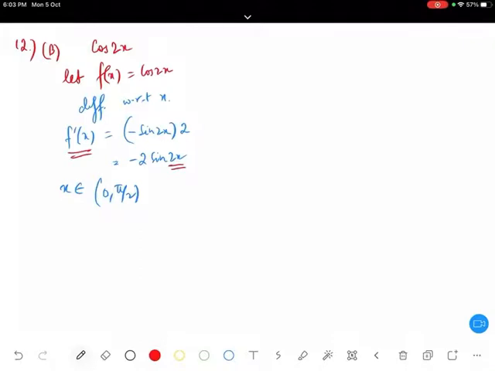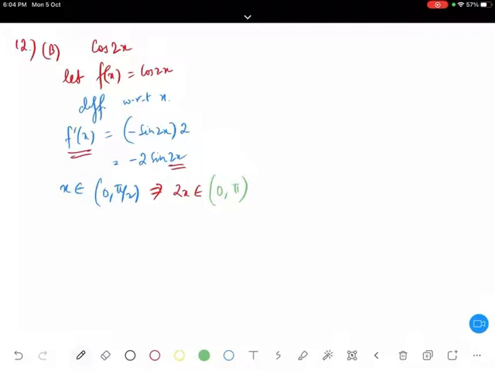So if x is an element of 0 to pi by 2, that implies what? 2x is an element of what? It will be from 0 to pi. Just multiply with 2. So if x is an element of 0 to pi by 2, 2x is an element of 0 to pi. Am I clear? Yes or no, guys? Please tell me.